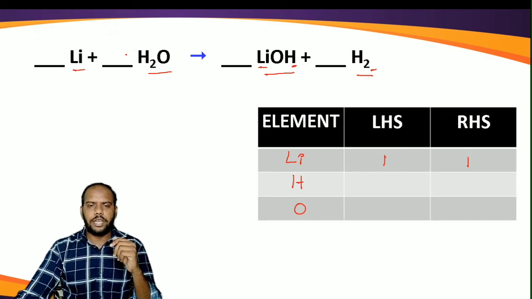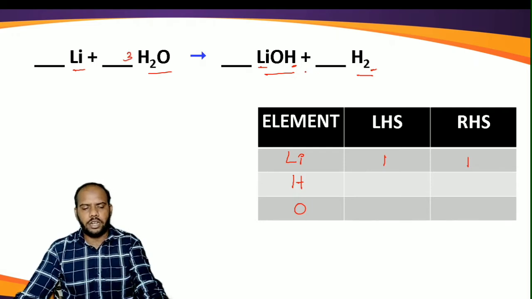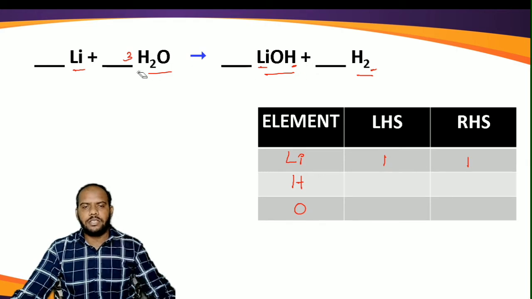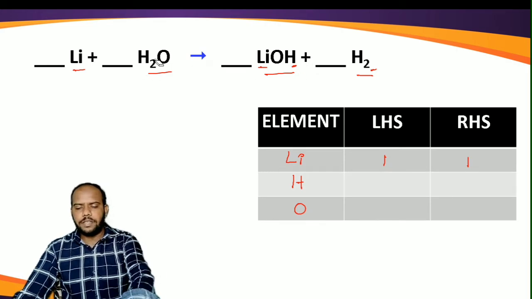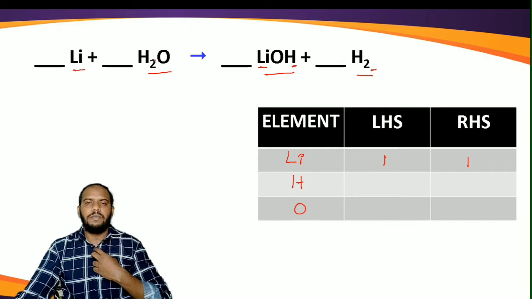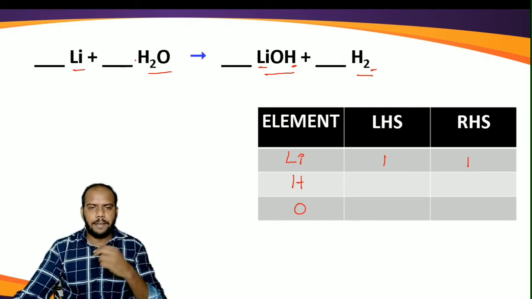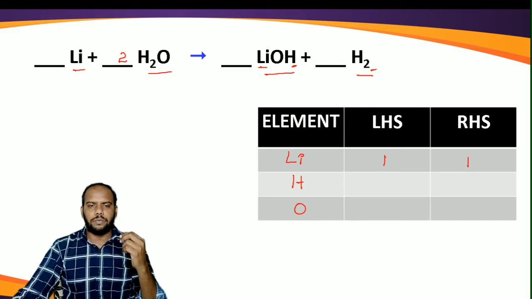So what should I do here? Start with the smaller number. If here 1 hydrogen, here 2 hydrogen, total 3 hydrogen. If you write 3 here, that makes 6 hydrogen, which is a problem. So we should not keep that 3. We should begin with the smaller number. So I just write a 2.